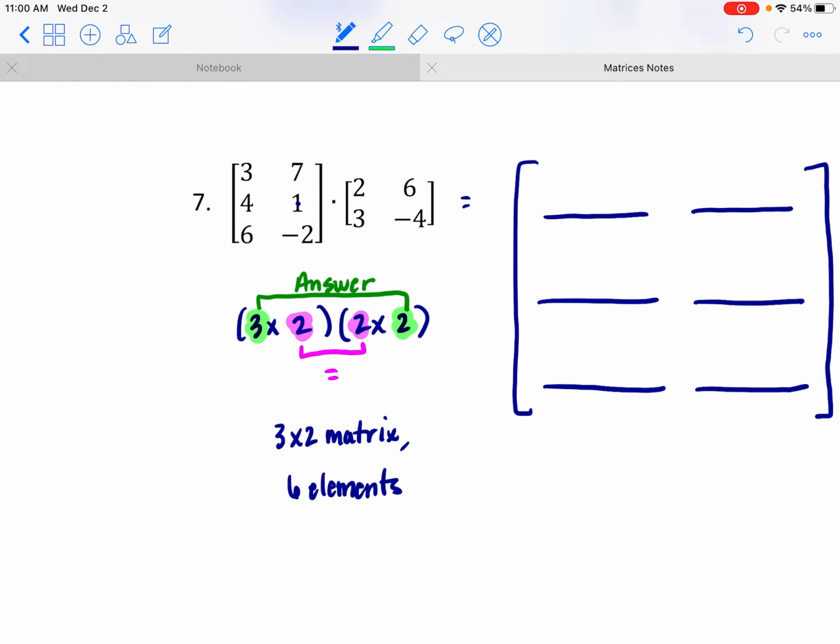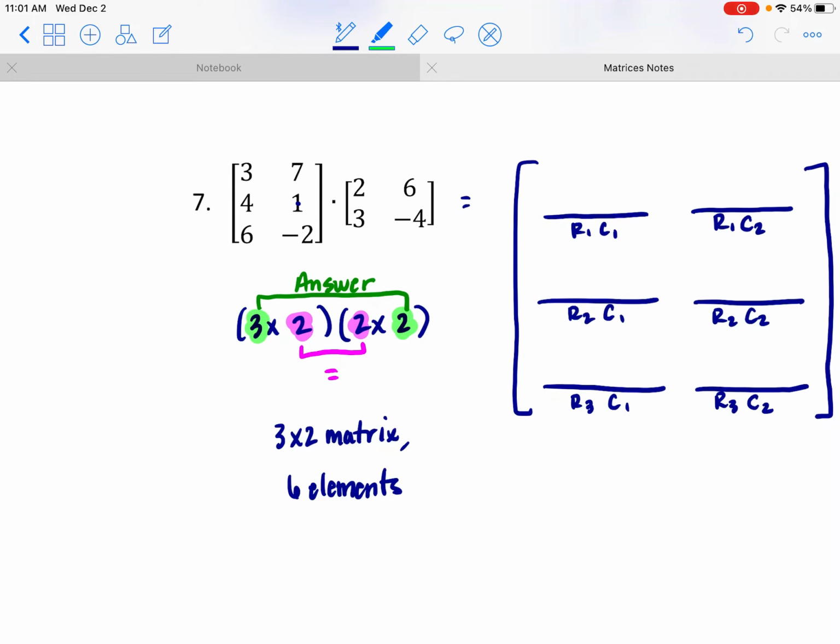Okay, now let's identify where each of these elements is in this answer matrix. So this would be in row 1, column 1 of the answer. This is row 2, column 1. This is row 3, column 1. This would be row 1, column 2. This is row 2, column 2. And this is row 3, column 2. So now I know exactly what to use to try to get each of these entries.